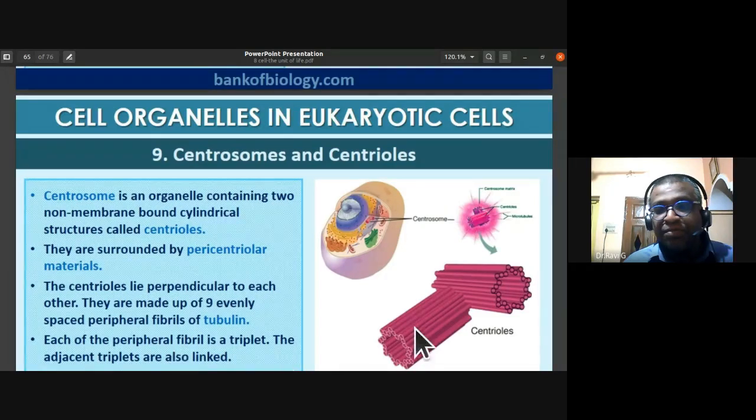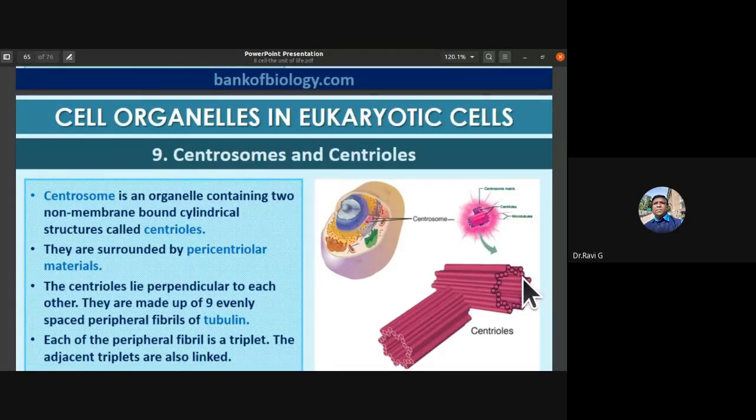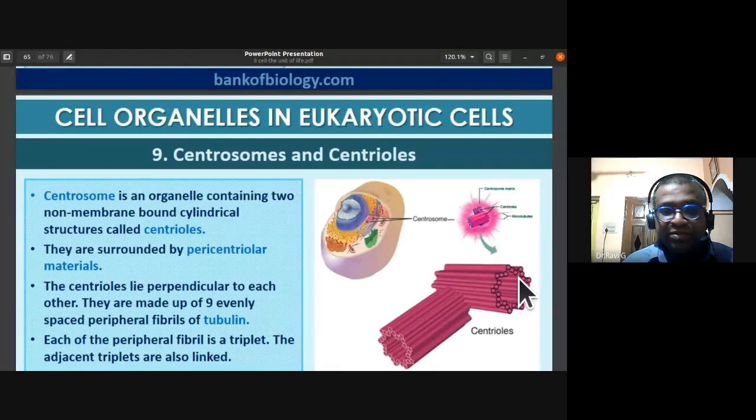Each of the peripheral fibrils is a triplet. You can find three microtubules here. The adjacent triplets, the neighboring ones, are also linked by these linkers. So you can notice this centriole structure.